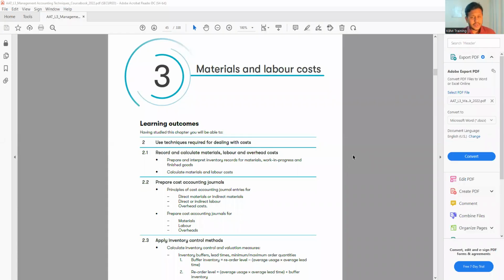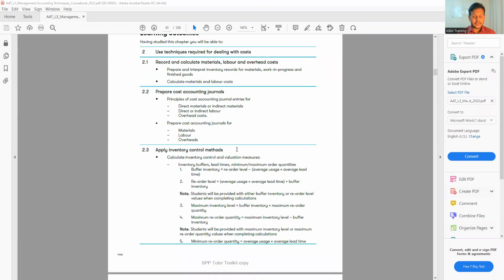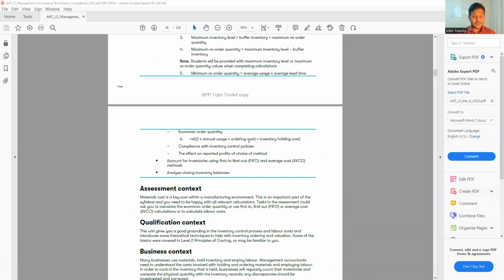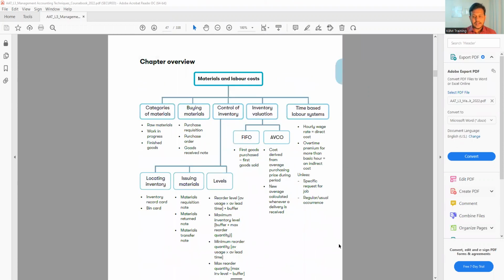So chapter number 3 we have, that is the material and the labor cost. Here we're going to do some workings and we're going to see how the labor cost works and how we record the material also in different levels. How to control the inventory is also something we're going to look at in this chapter. So let's have a look at the chapter overview, what we have in this chapter.